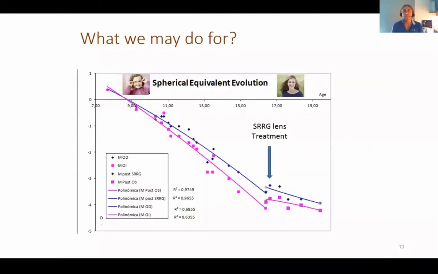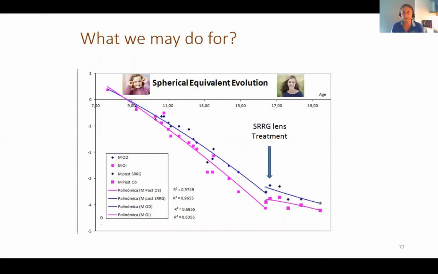Again, I repeat why we need to do this. We have this case, this is a real case. These are cycloplegic measurements from a child at 8 years old, who arrived at the office with plus half diopter hyperopia. At nine years old, they started with myopia, slight myopia, with single vision glasses all that time. And here we fitted them with a relative peripheral refractive gradient lens treatment, so it's a myopic lens. And we see the change of the line.